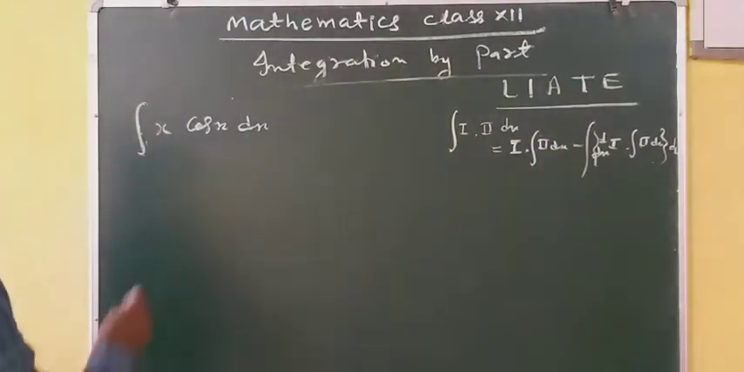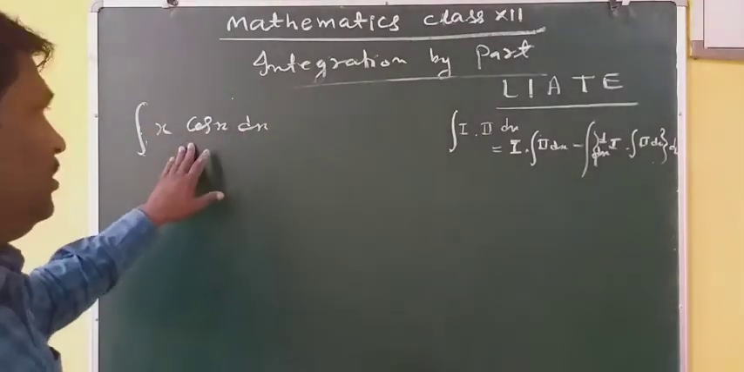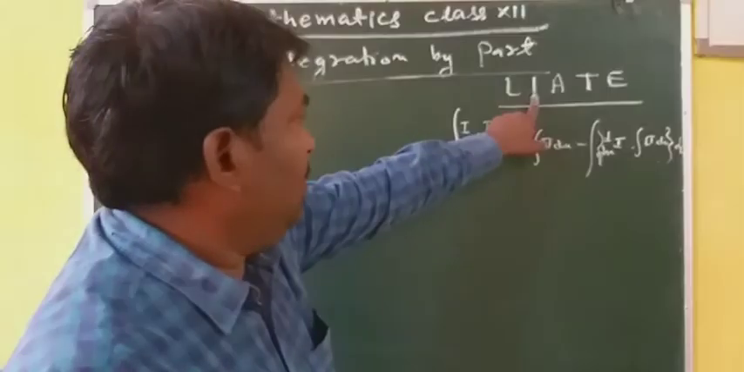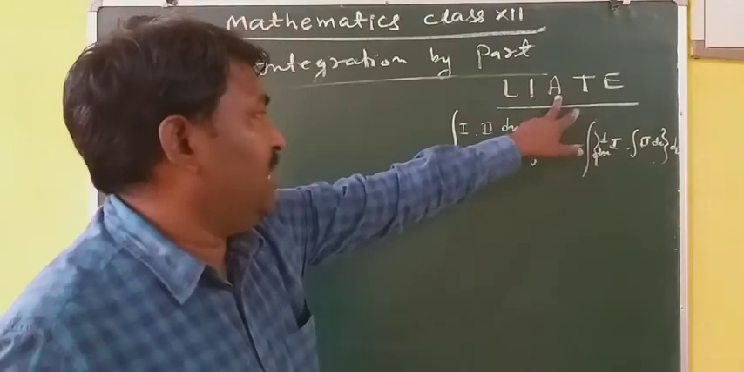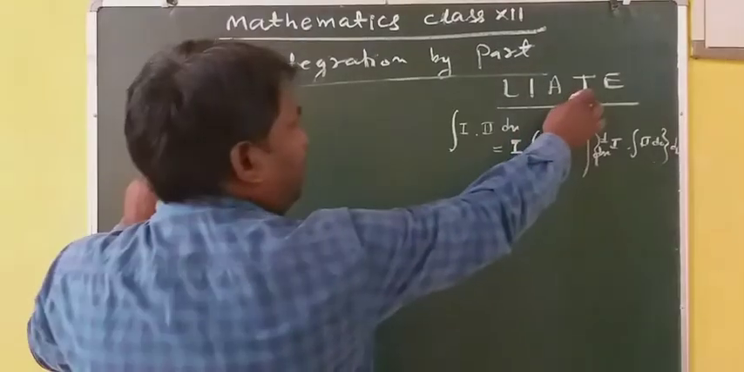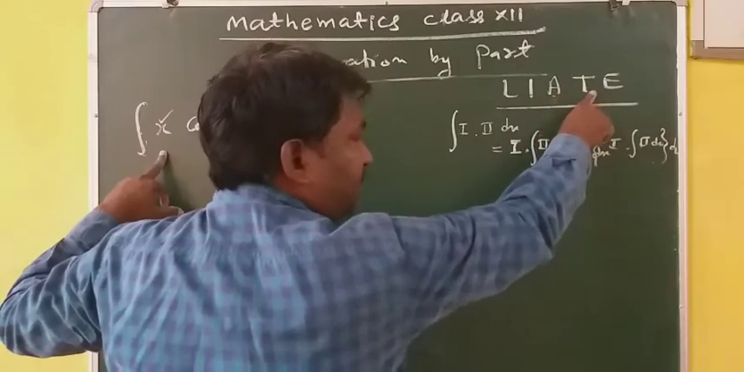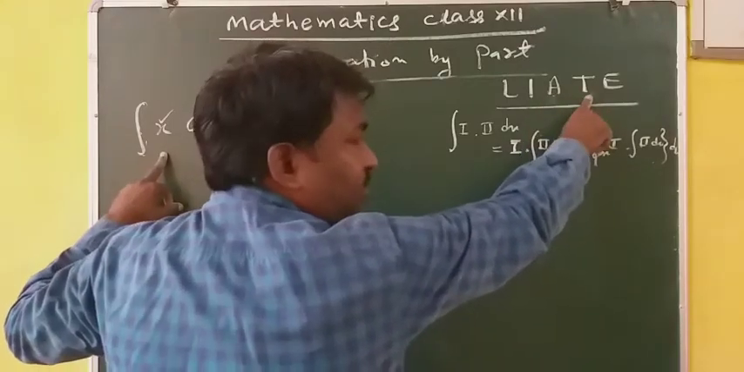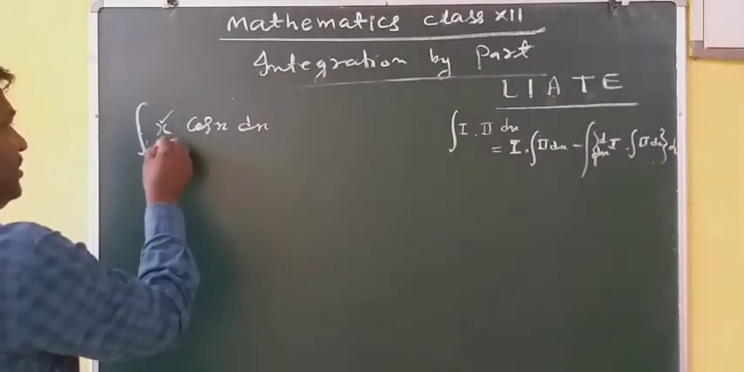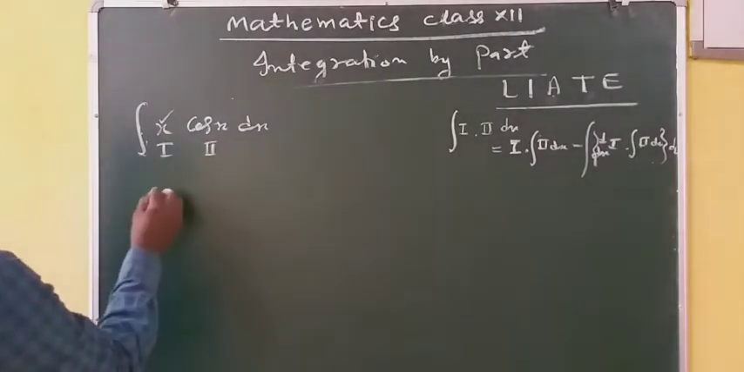Okay. So see, x cos x dx. Now decide which function is second and which one is first. Just go through LIATE: logarithmic, inverse trigonometric, algebraic. Algebraic function is here. And trigonometric. So algebraic is just left to trigonometric. Algebraic is coming first and thereafter trigonometric. So algebraic and trigonometric both are there. So take algebraic as first and trigonometric as second function. Okay. Now apply the formula.